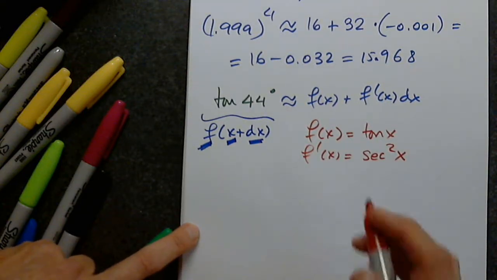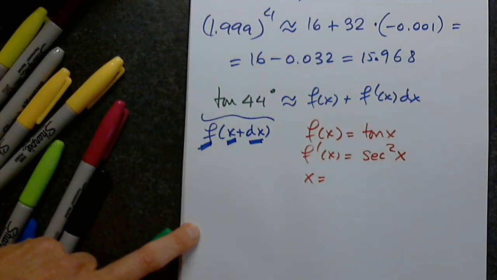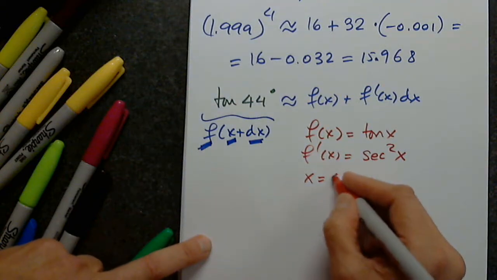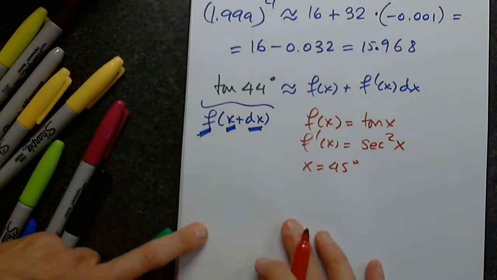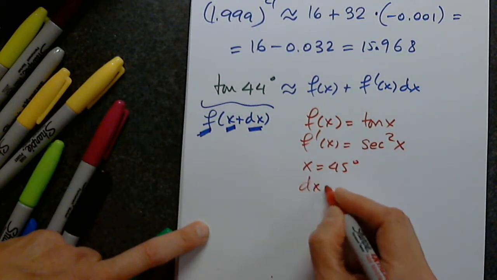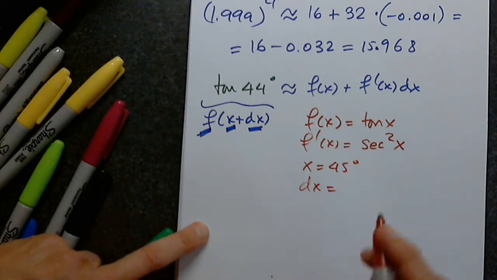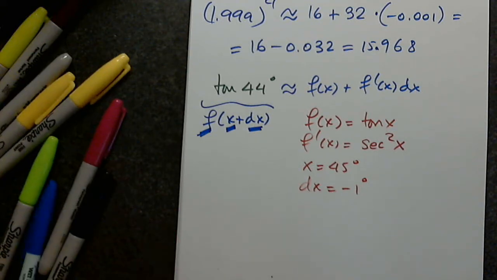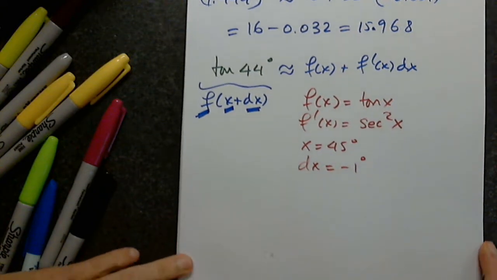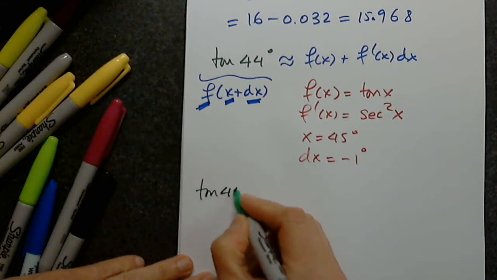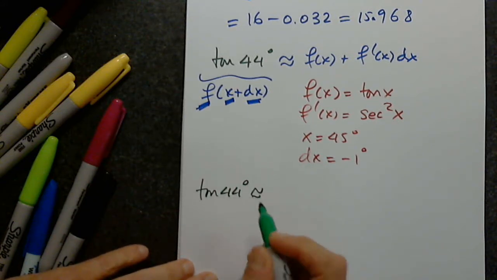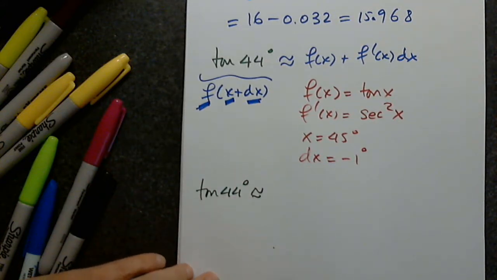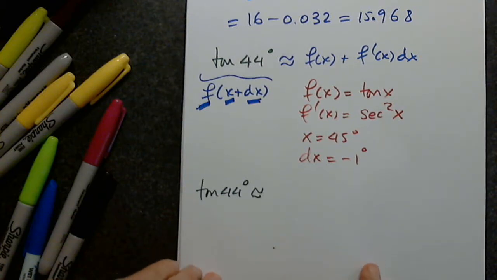Good. What is x? Something I definitely know. 45. Perfect. And what is dx? 1. Or -1. Negative 1 degree. Perfect. So then tangent 44 degrees is approximately, you don't have to give me numbers yet, just tell me what to write.